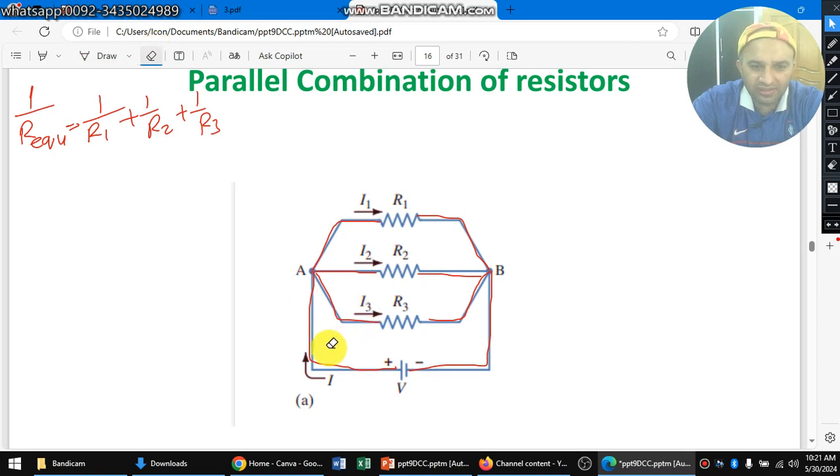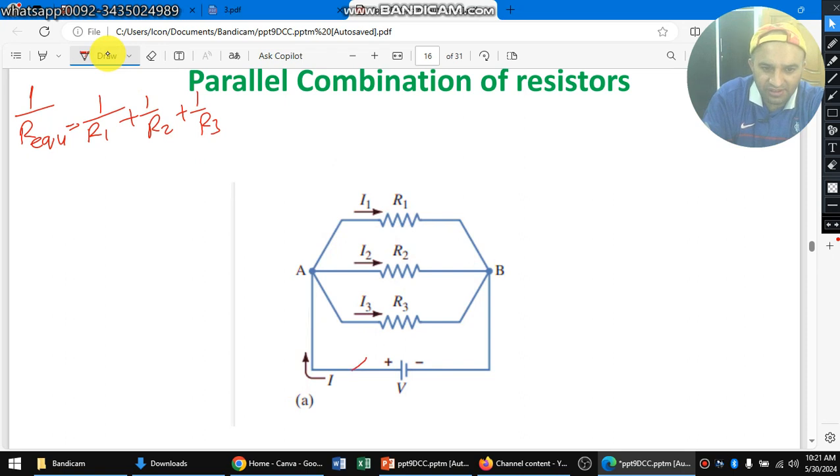Now the current I starts flowing through the battery. When this current flows, it reaches point A, and then there are three branches, as you can see. So the total current is divided into I1, I2 and I3, three currents flowing through the three resistors. Then when they pass through and reach point B, they meet again and become the same total current I, and the total current I reaches the battery again.